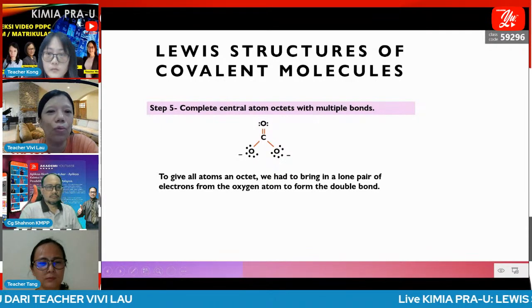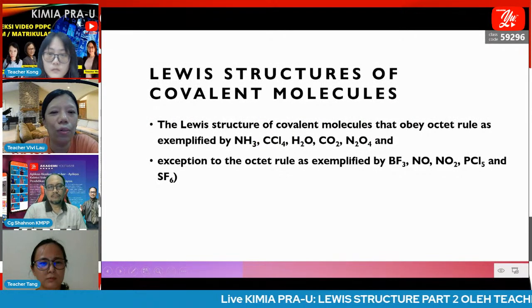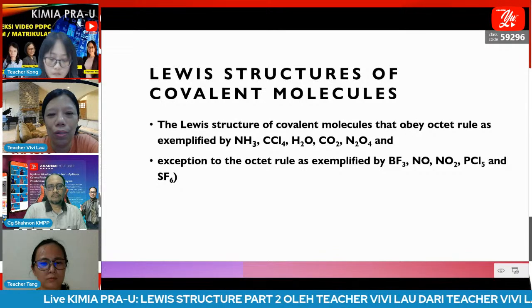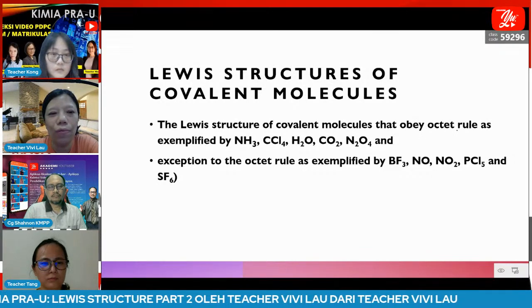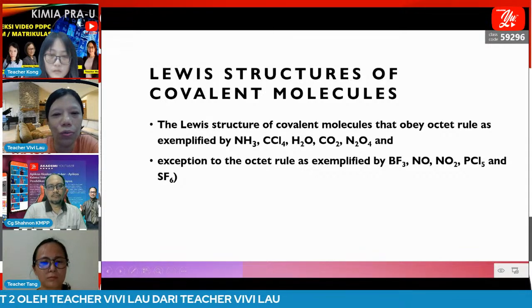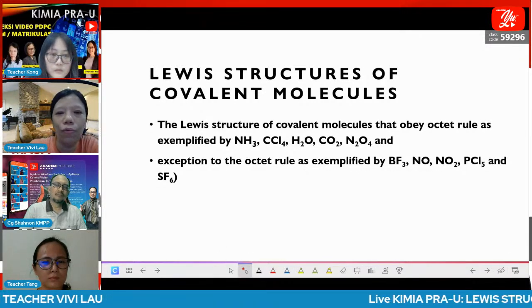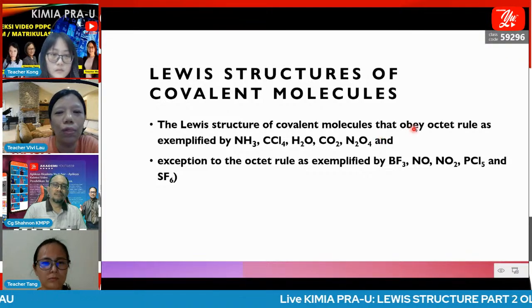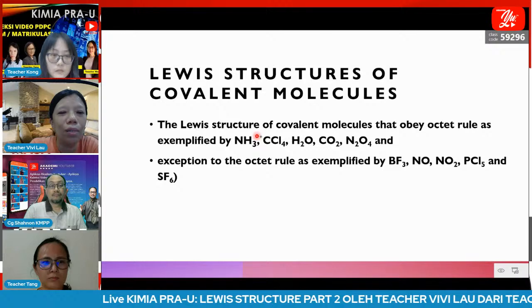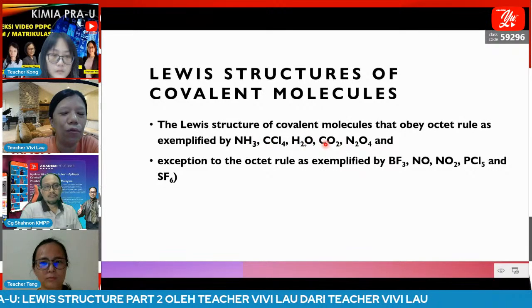Next we look at the Lewis structure of covalent molecules. You have to know the molecules that obey the octet rule. For example, we have ammonia, CCl4, H2O, carbon dioxide, N2O4. They all follow the octet rule. You can see that the nitrogen, carbon, and oxygen must obey the octet.